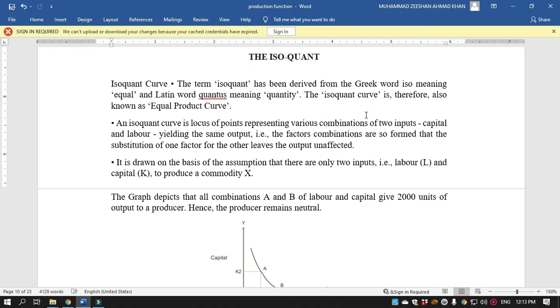Point to be noted: two inputs. Here in our example they are capital and labor, yielding the same quantity of output. The factor combinations are so formed that the substitution of one factor for the other leaves the output unaffected. It is done on the basis of the assumption that there are only two inputs, labor and capital in our case, and you can produce any commodity, let's say X here.